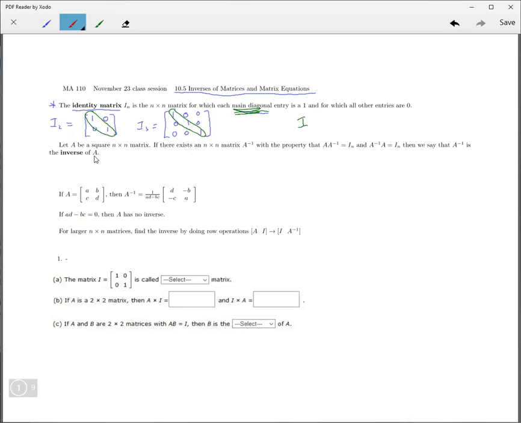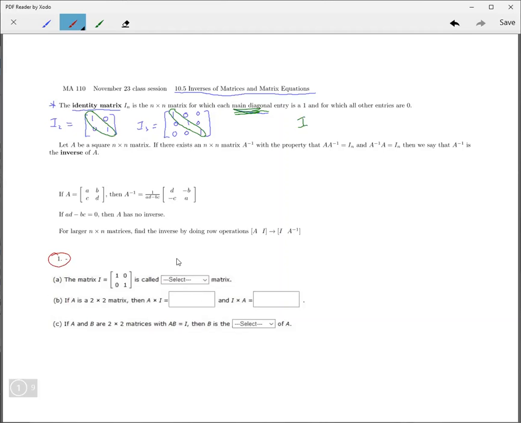Now, here's an important property of the identity and why it's so important. It acts kind of like 1 in multiplication. So, if you take 5 times 1, that's 5. Any number times 1 is just that number. So the identity matrix acts the same way. Let me come down to number 1 first. We won't come back to this other stuff. The identity matrix acts in that same way. That's why it's important.